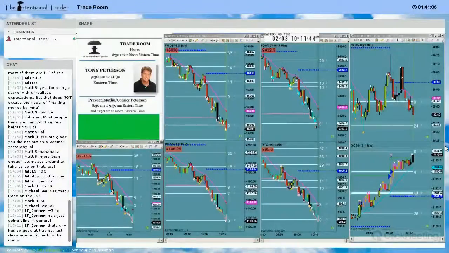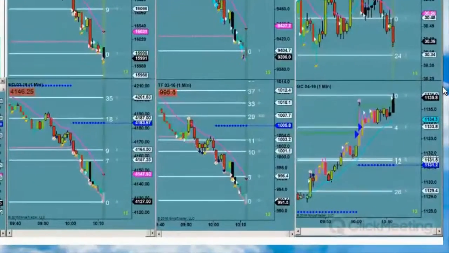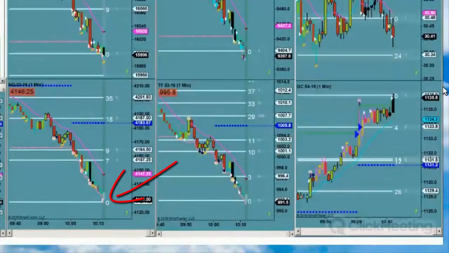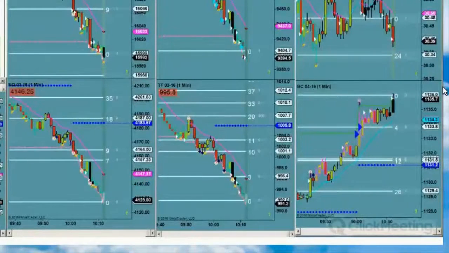NQ is a potential, but it's got to open above the line on the next bar, or if it's below, it's got to open with divergence. Watching the GC.